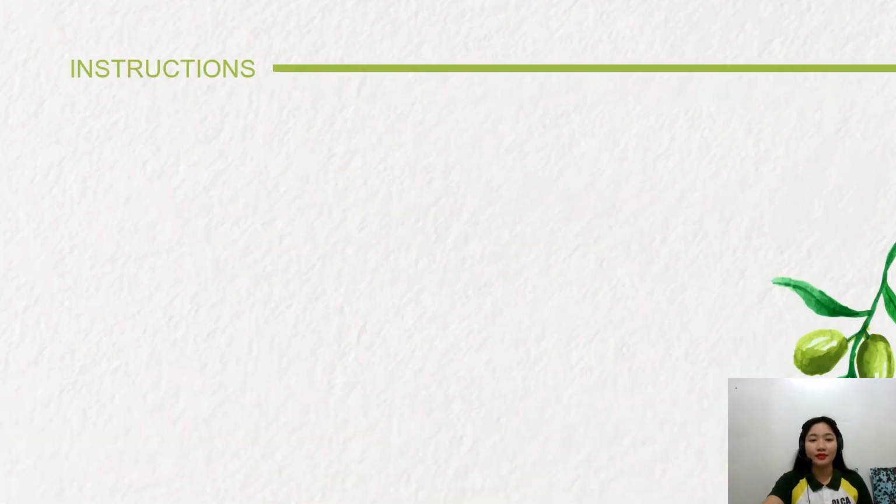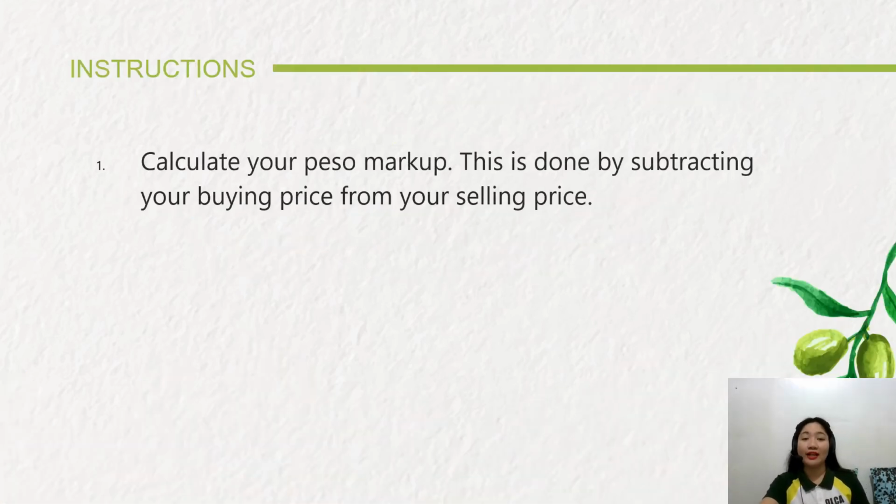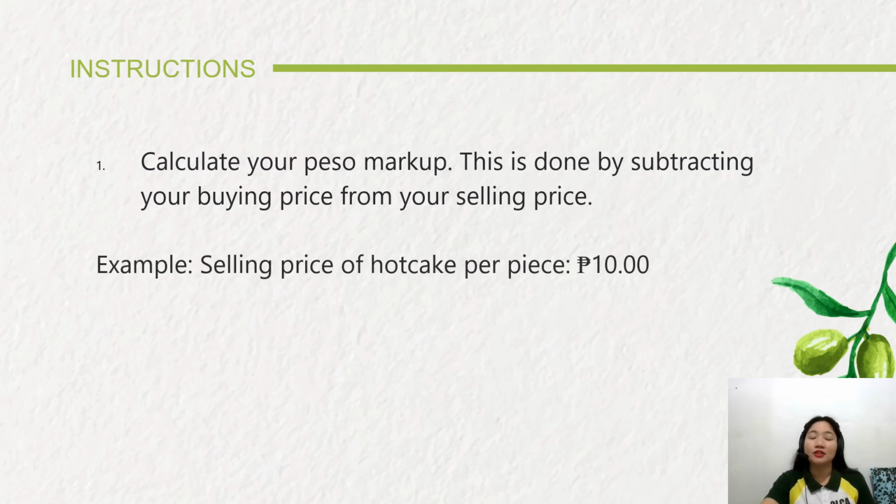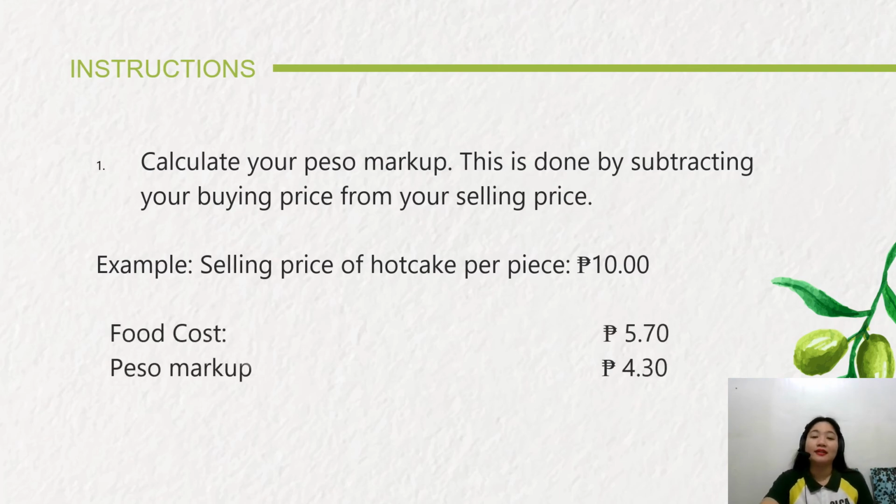For the first step, we are going to calculate your peso markup. This is done by subtracting your buying price from your selling price. The selling price of hot cake per piece is 10 pesos. The food cost we have is 5.70. And we are going to subtract our buying price from your selling price. So 10 pesos minus 5.70, we come up with the answer of 4.30 pesos. So that's our peso markup.